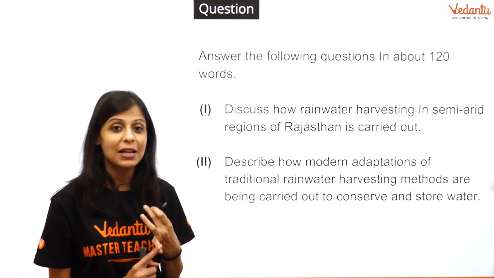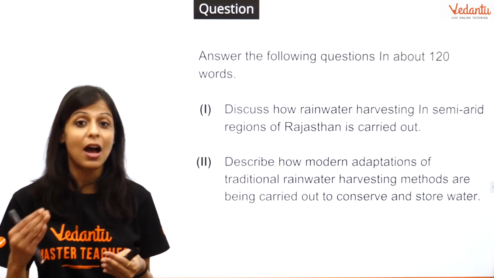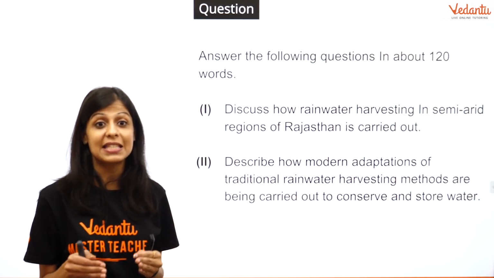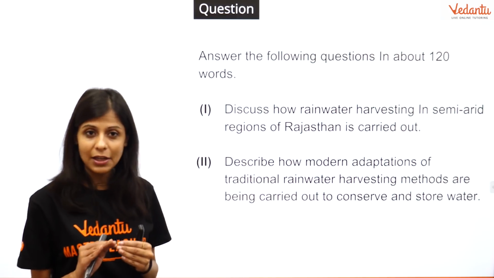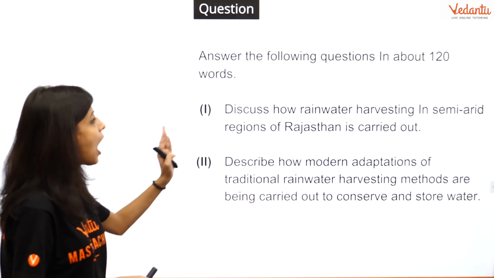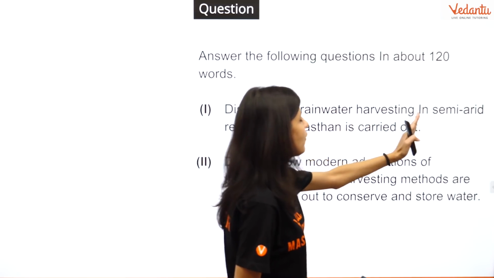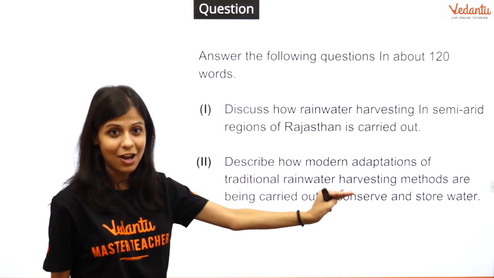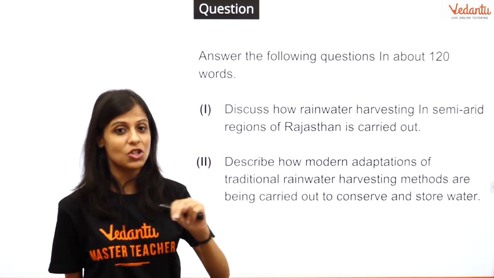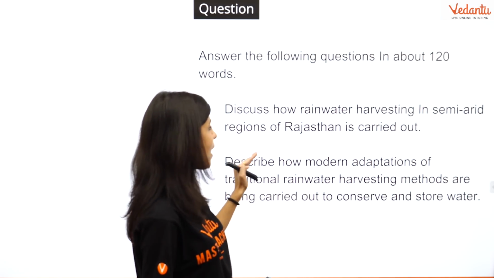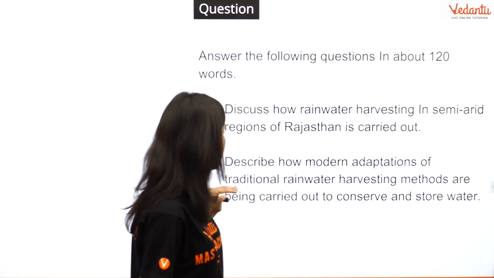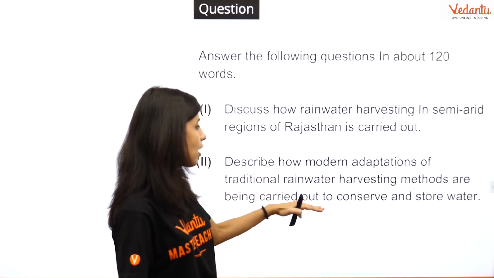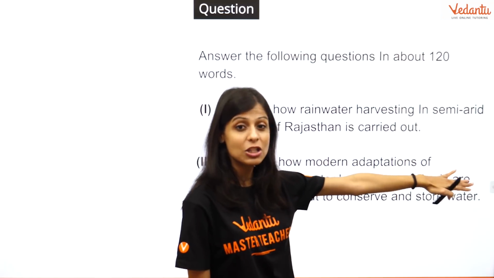So the very first part is discuss how rainwater harvesting in semi-arid regions of Rajasthan is carried out. I'm again reading the question for you. Discuss how rainwater harvesting in semi-arid regions of Rajasthan is carried out. And the second important question for this part is describe how modern adaptations of traditional rainwater harvesting methods are being carried out to conserve and store water.